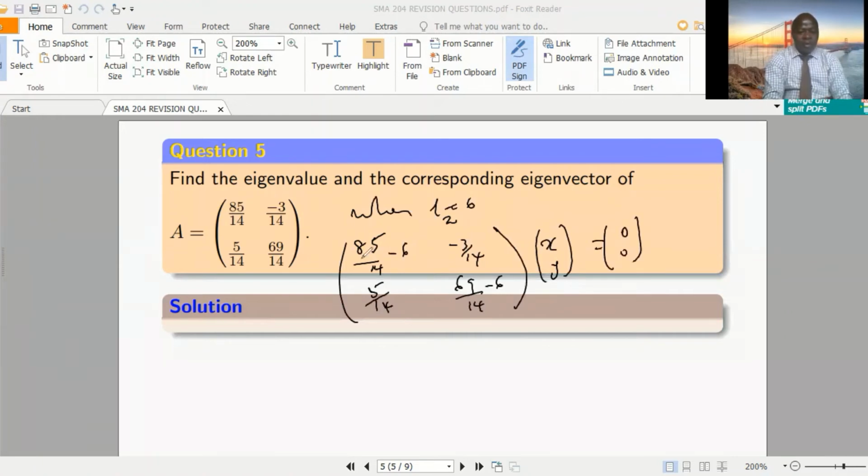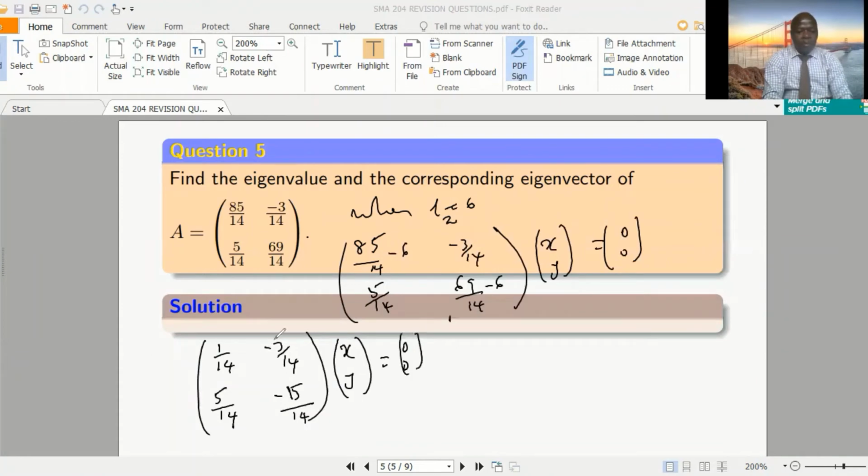Now let's simplify this first part and this other part. When you simplify that, what do you get? Let's subtract. So this gives you 1 out of 14. You can simplify that. And this remains as negative 3 out of 14. This remains as 5 out of 14. And this other one is negative 15 out of 14, multiplied by x, y, equal to 0, 0.